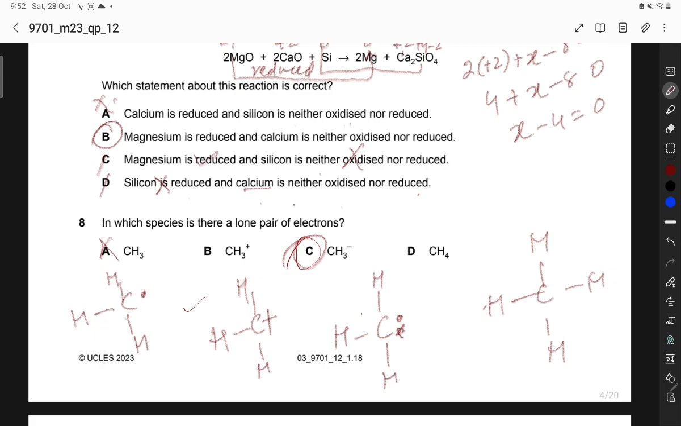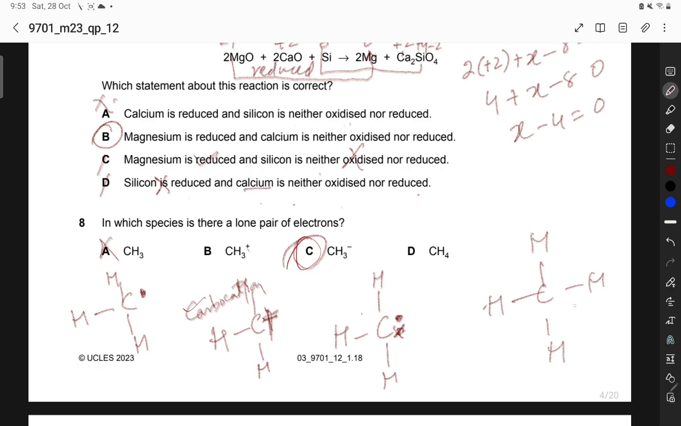CH3 has one electron, the methyl radical. CH3 plus is a carbocation, so no lone pair. CH3 minus has a lone pair. This is a carbanion, this is a carbocation, so no lone pair. This is a carbanion, so it has a lone pair.